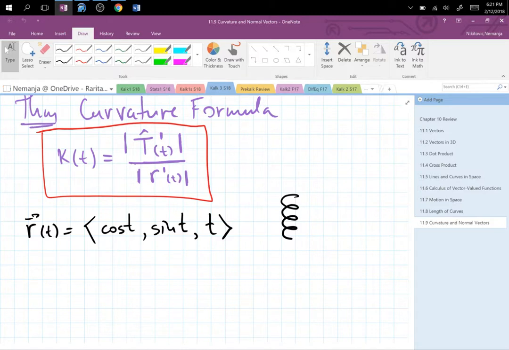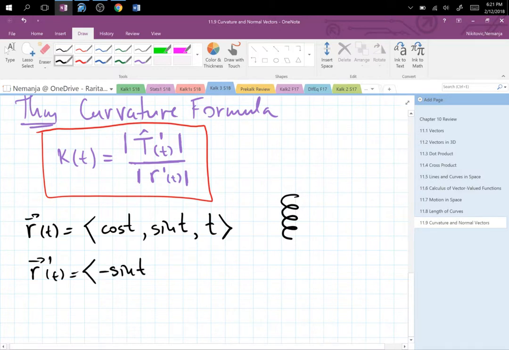So I need to obtain r prime, which would be the derivative of cosine is, very good, derivative of sine is, and we have 1. So now, to get vector T hat, we are going to divide our r prime by the magnitude of r prime. And what's the magnitude of r prime? Square root of 2. Very good. Because when you square the first and the second, you will get sine squared and cosine squared.